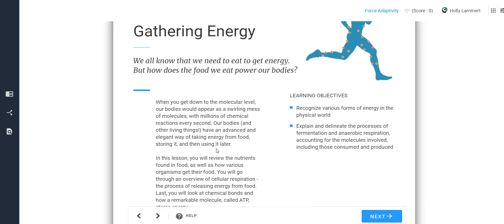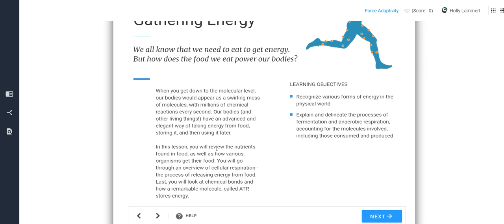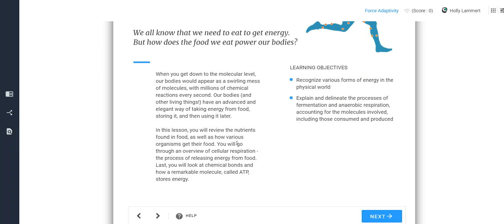We all know that we need to eat to get energy, but how does the food we eat power our bodies? When you get down to the molecular level, our bodies would appear as a swirling mess of molecules with millions of chemical reactions every second. Our bodies and other living things have an advanced and elegant way of taking energy from food, storing it, and then using it later. In this lesson, you will review the nutrients found in food, as well as how various organisms get their food. You will go through an overview of cellular respiration, the process of releasing energy from food. Last, you will look at chemical bonds and how a remarkable molecule called ATP stores energy.